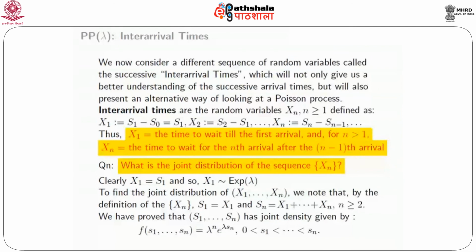To find the joint distribution of X1, X2, ..., Xn, we note that by definition of Xn, S1 is X1, S2 is X1 plus X2, etc., and Sn is X1 plus etc. up to Xn. So essentially the Sk's are the partial sums of the X sequence. Now we know already that the vector S1, S2, ..., Sn has joint density given by this. This is something we have just proved.